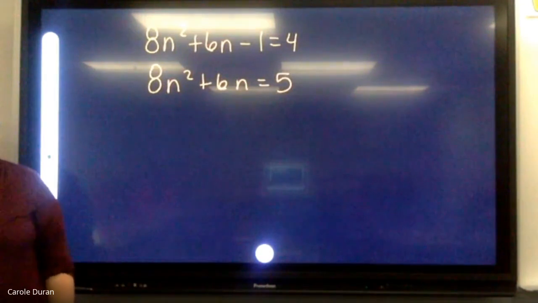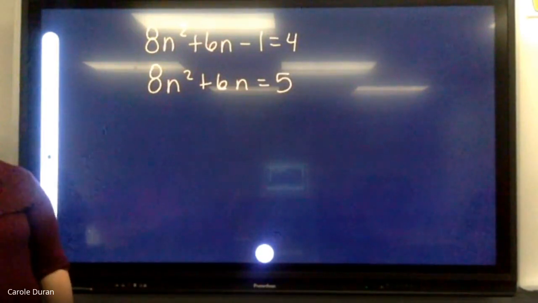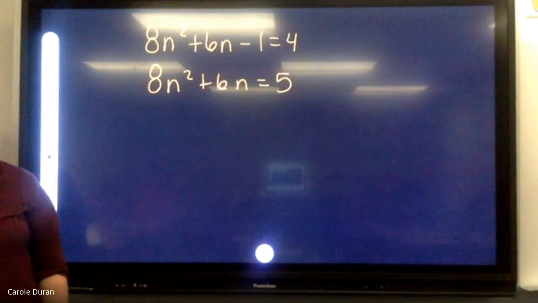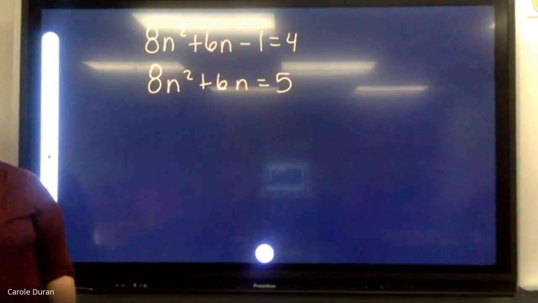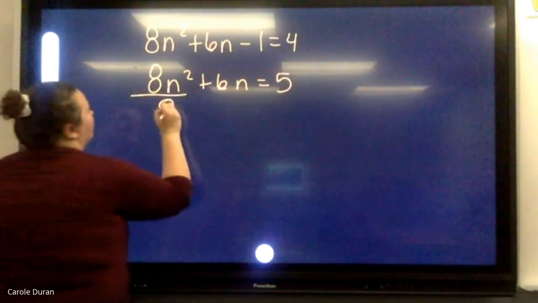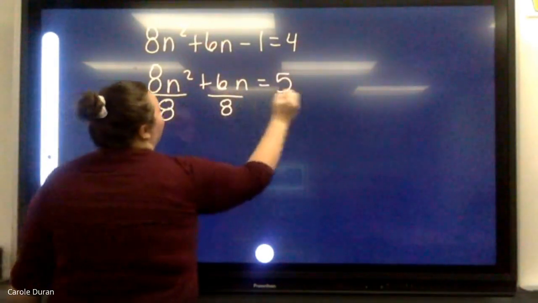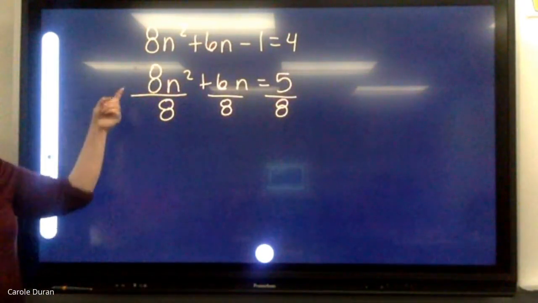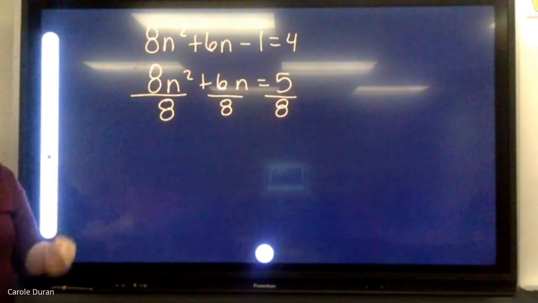Cole, what do I do next? You have to make sure there's nothing in front of the n squared. Is there? Yeah. What do I do with it? Not subtraction, try something else. Divide everything by 8. We have to do the opposite of the operation that's already there. And since that's 8 times n squared, the opposite of multiplication is division.